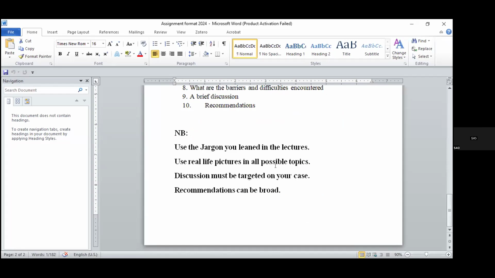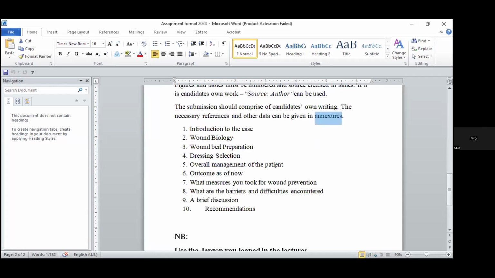No, no, sir, I haven't yet started. I am going to start from tomorrow. Yeah, don't wait till the last moment. This is not a big thing. See, we haven't even specified a word count, no.